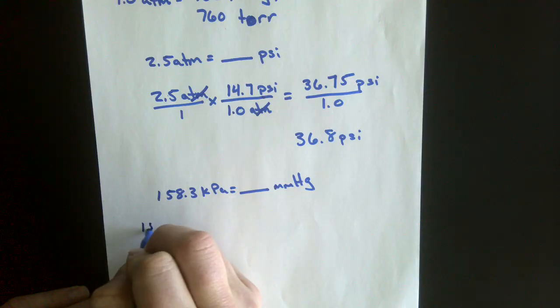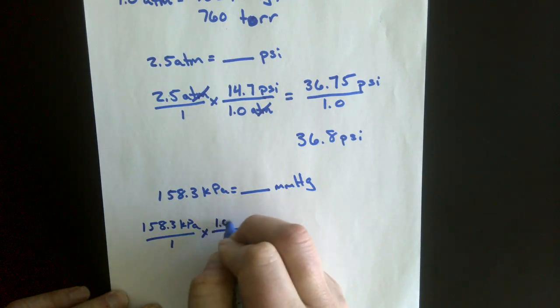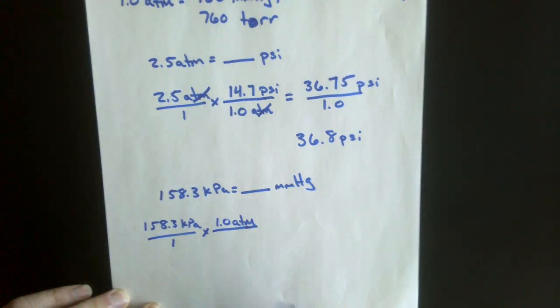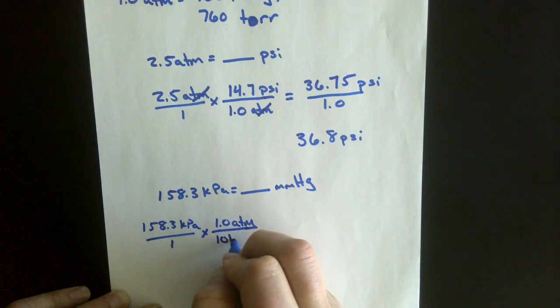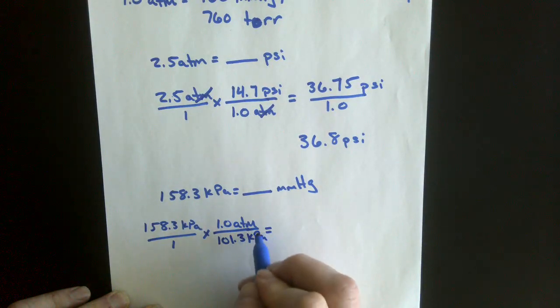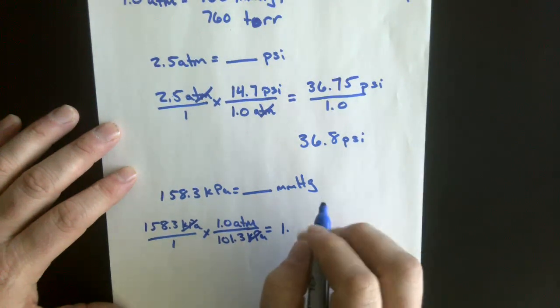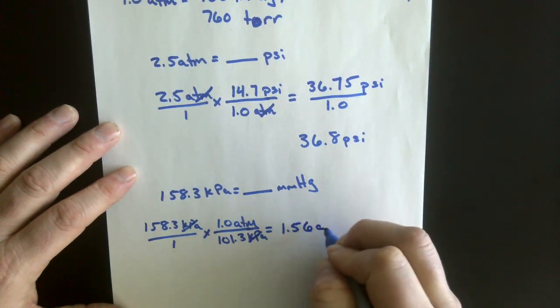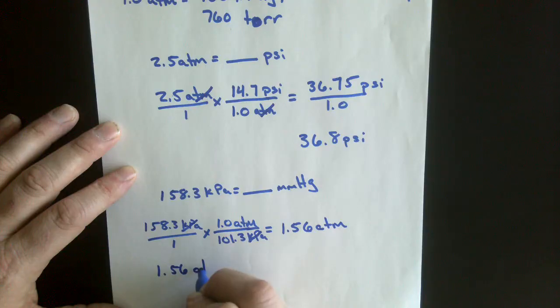So I like to start out with what we've been given, 158.3 kilopascals. We'll put that over 1. I like to take it into atmospheres first just to get it all uniform as we go through. Again, we put the unit that we know on the bottom, 101.3 kPa, so that we can cancel out. We put what we're trying to get into on the top. And so we simply take our 158.3 and divide that by 101.3, and that will give us a total of 1.56 atmospheres.